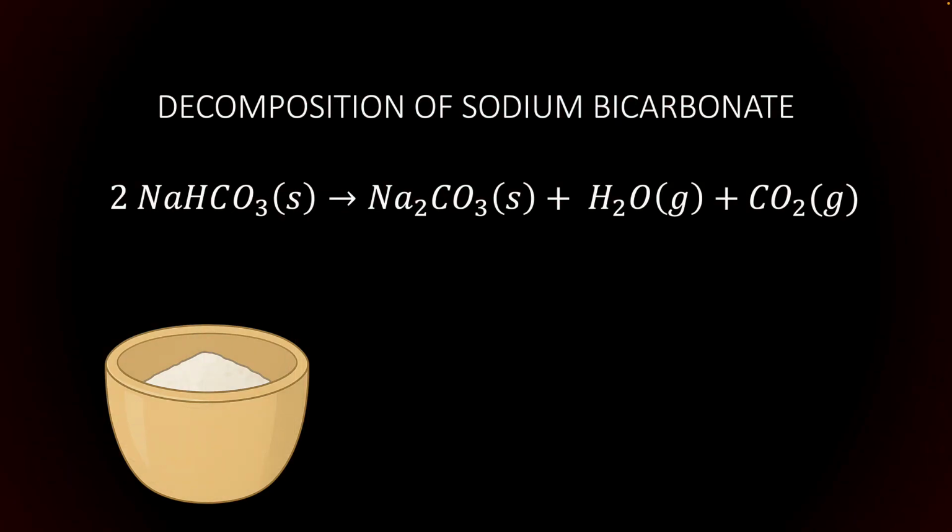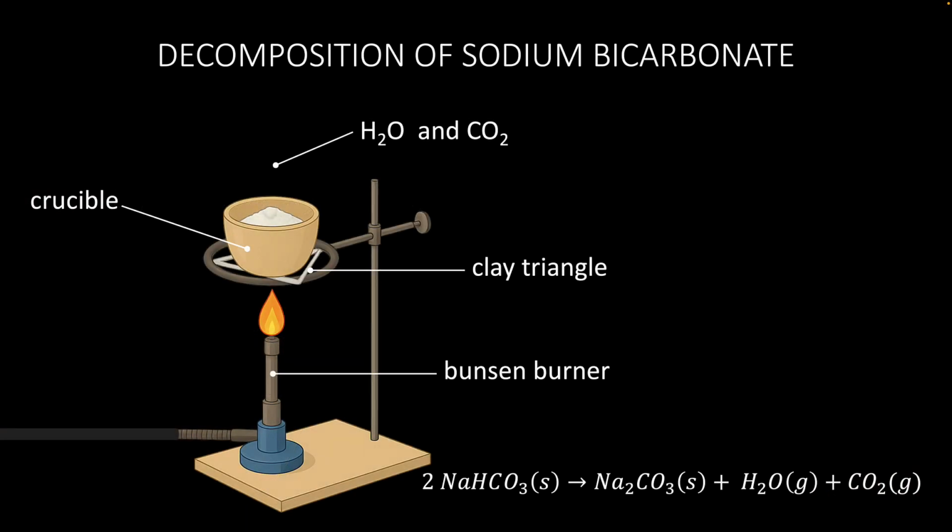When a measured mass of the mixture is heated in a crucible, the sodium bicarbonate will decompose into sodium carbonate, water, and carbon dioxide, as shown in the equation. The sodium carbonate in the mixture is thermally stable, and hence its mass will remain constant. You will decompose the sodium bicarbonate by heating the mixture in a crucible.